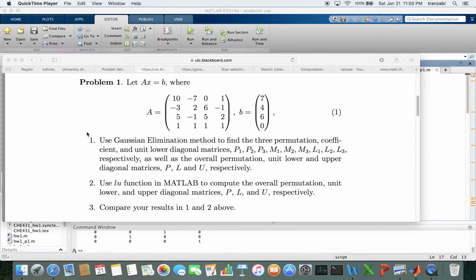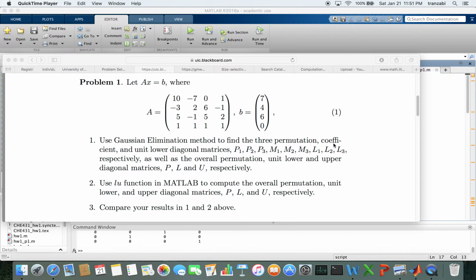In this video clip, I am trying to explain how to do problem 1 of problem set 1. So here we have matrix A, which is 4 by 4, and vector b. In part a, we are trying to find all permutation matrices P1, P2, P3, coefficient matrices M1 to M3, and lower triangular matrices L1 to L3. And then from these, we're going to calculate PL and overall U.